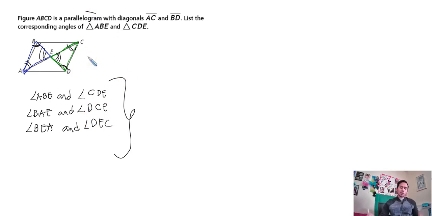So it's pretty easy as long as you know how to separate those overlapping triangles, and as long as you make sure that you know how to analyze the triangles, and it's very important to know the corresponding parts of those triangles that you are working on.